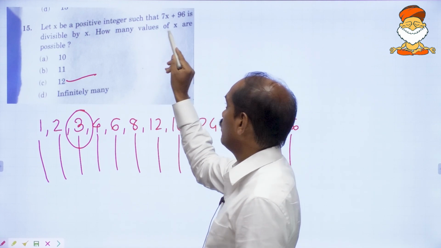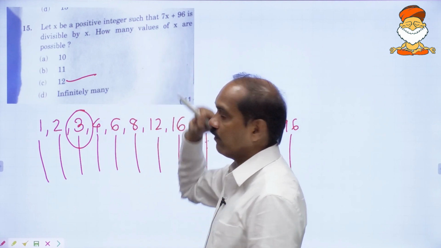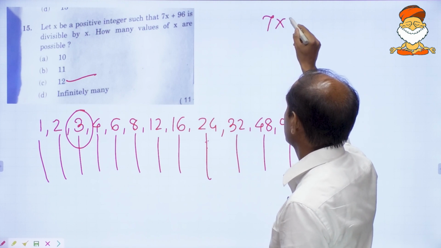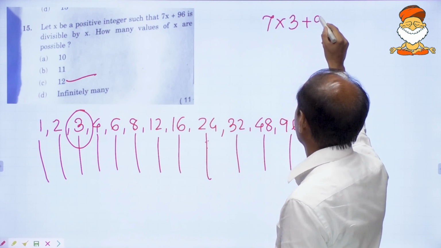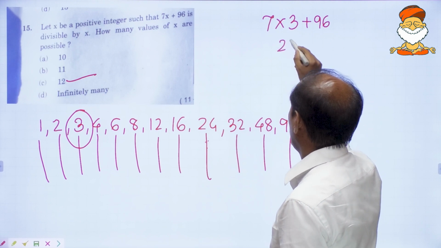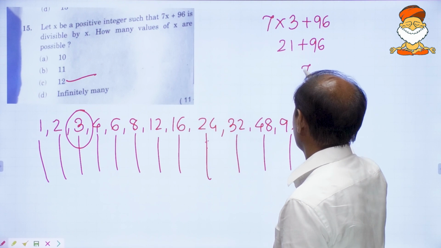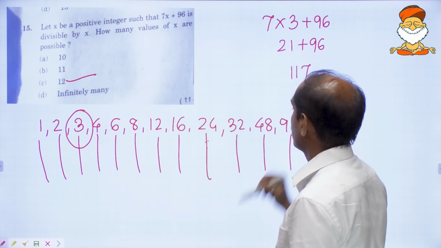Possible how many values of x? 3 is a value of x. Now I will tell you how. In place of x, let me write 3. 21 plus 96. 6 plus 1, 7. 2 plus 9, 11.